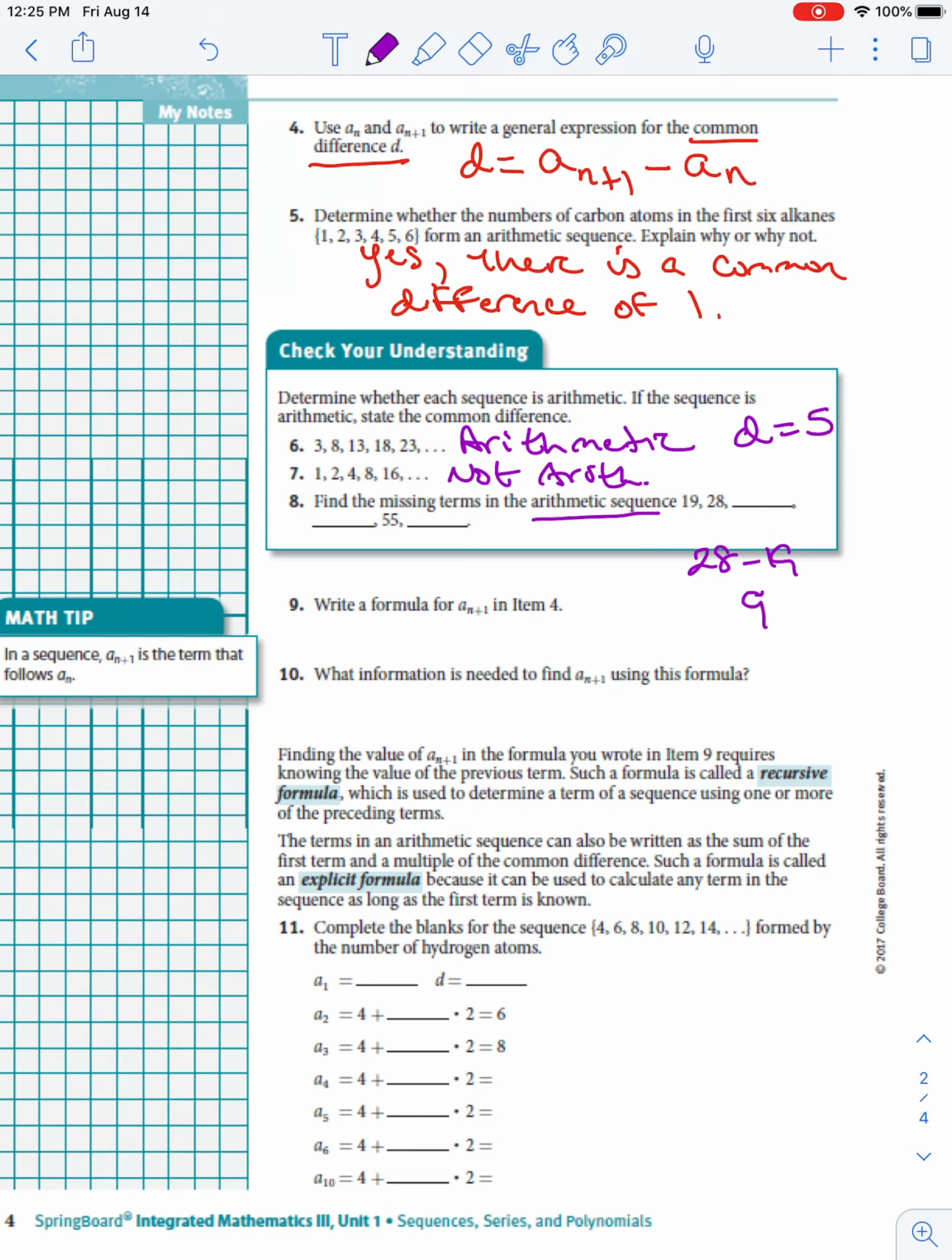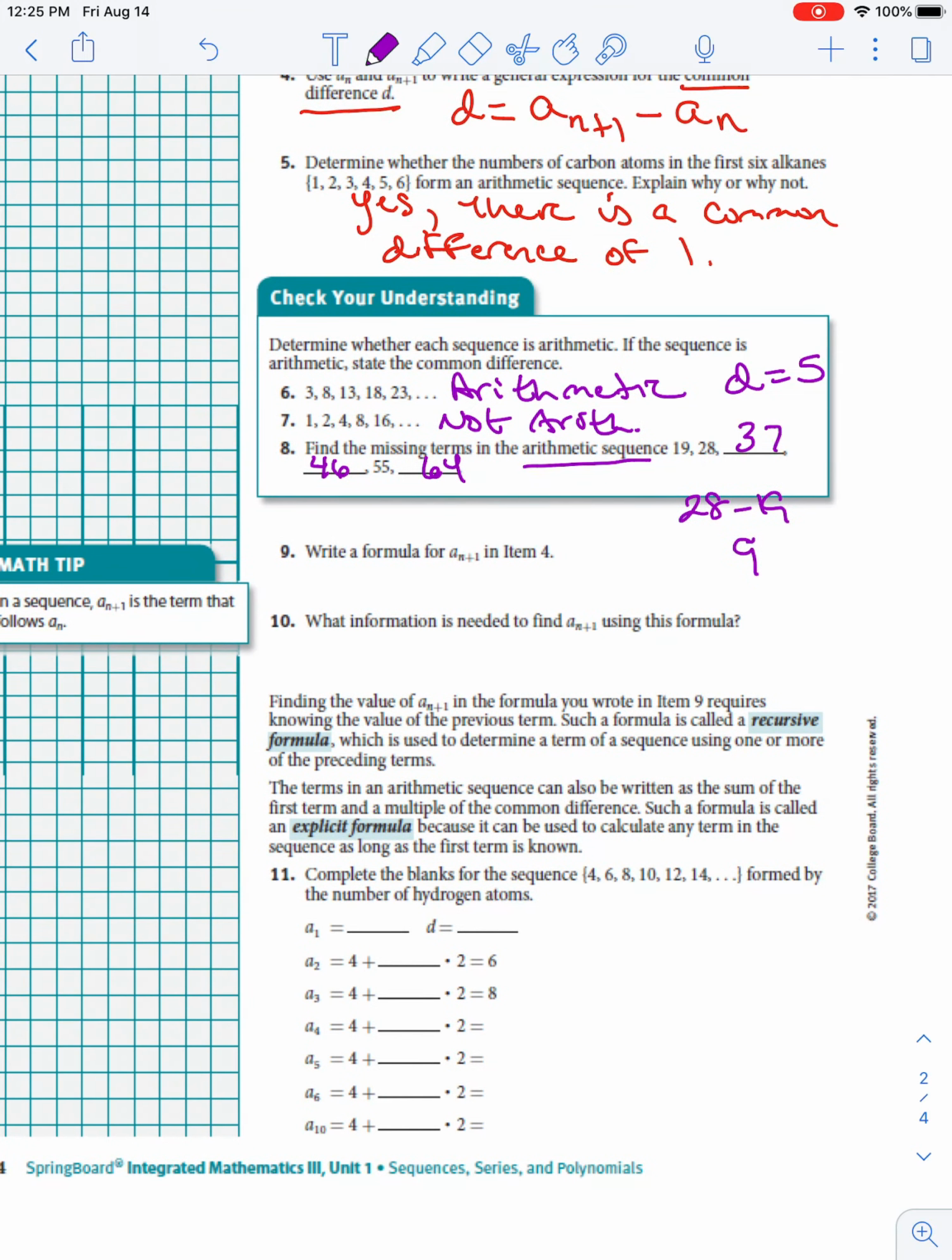thing going. So if I do 28 plus 9, I'm going to get 37. And 37 plus 9 is 46. 46 plus 9 is 55. And finally, 55 plus 9 is 64. So we finished the sequence. Okay, take a breather.